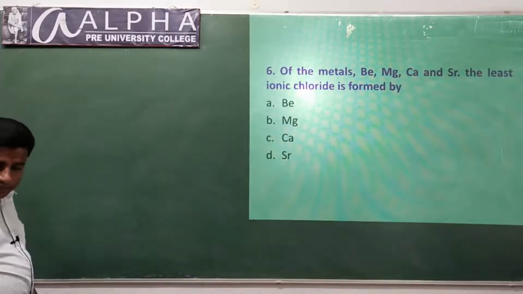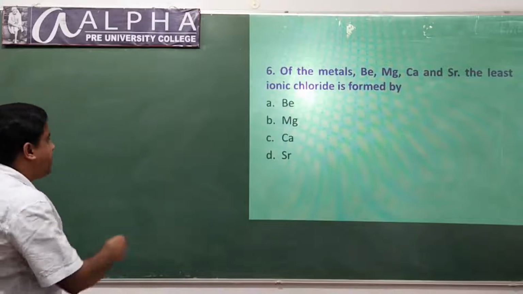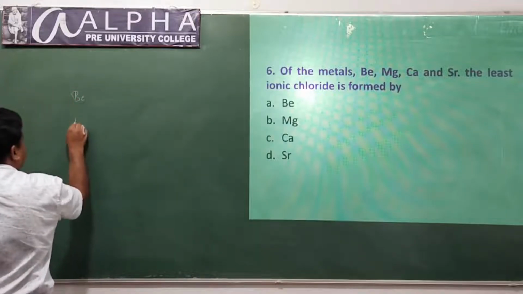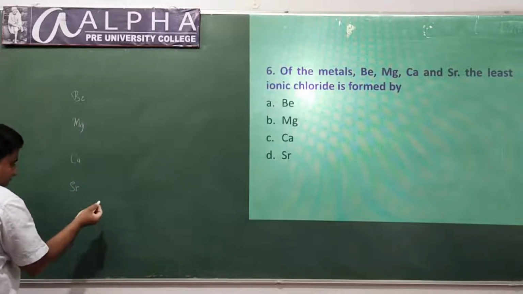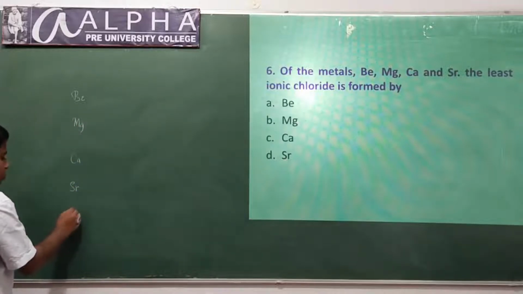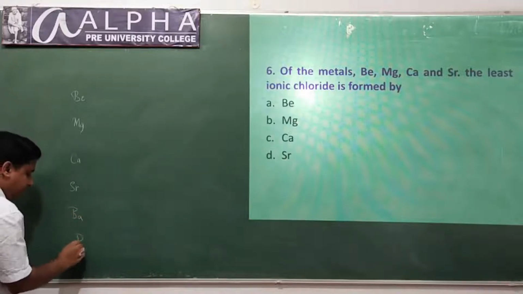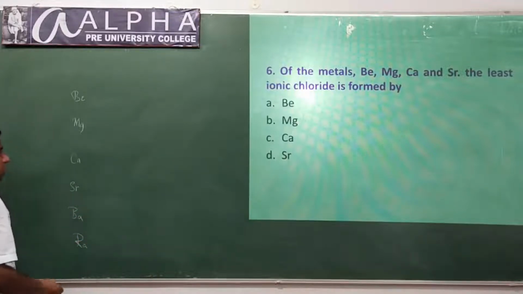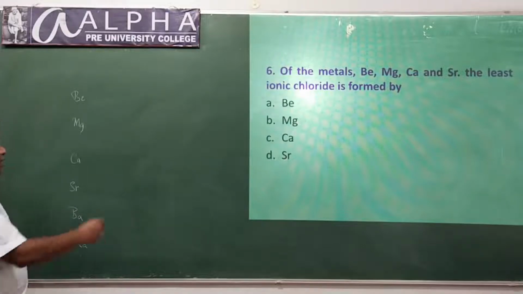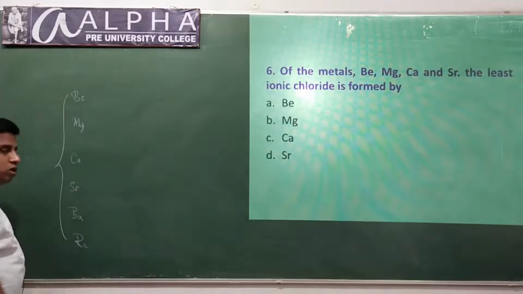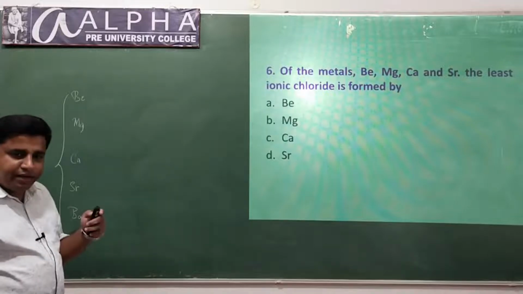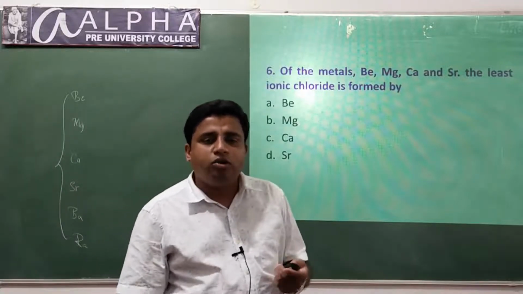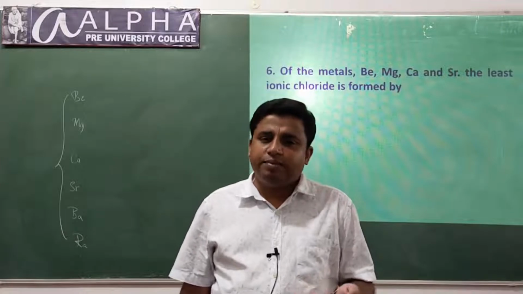The next question says, of the metals we have beryllium, magnesium, calcium, strontium. Even though they are not given, I can also put barium and radium, isn't it? So we have beryllium, magnesium, calcium, strontium, barium and radium. What are these elements? Basically, these elements belong to which group? Second group elements. They are basically second group elements.